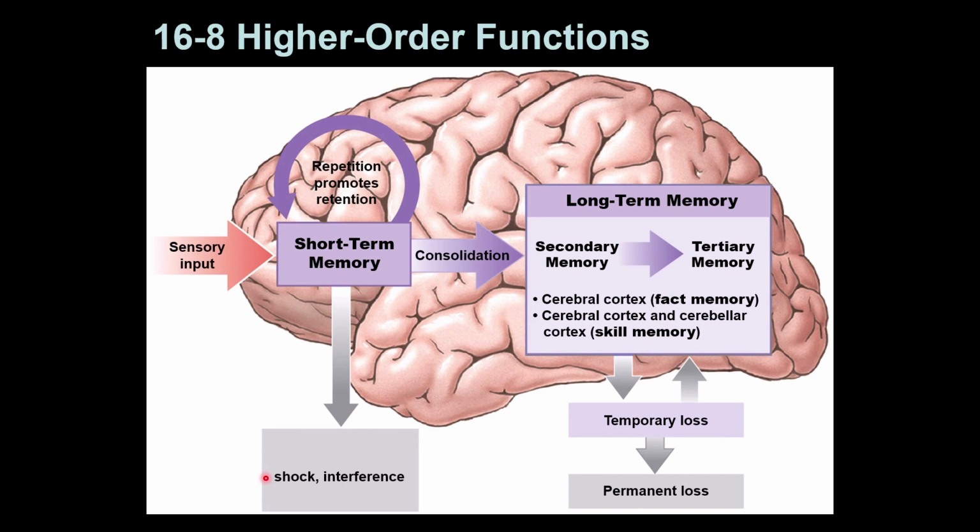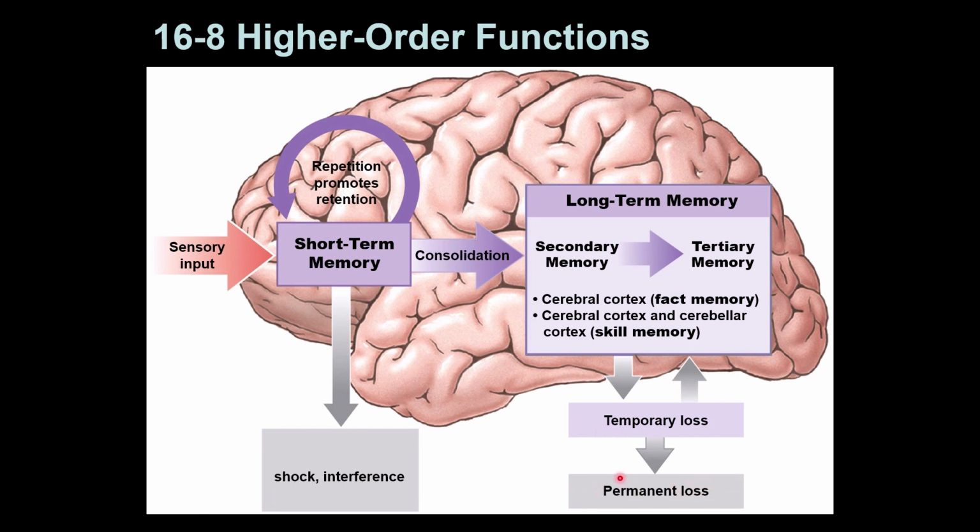Although this happened only once, you can remember it for a long period of time because that was an important memory. So if you repeat things, then it goes to the secondary memory, and that will stay for a longer period of time. But if you don't do it, then it will be gone. That is the problem there. So this is temporary loss. And if you do not repeat it, it will go to permanent loss.